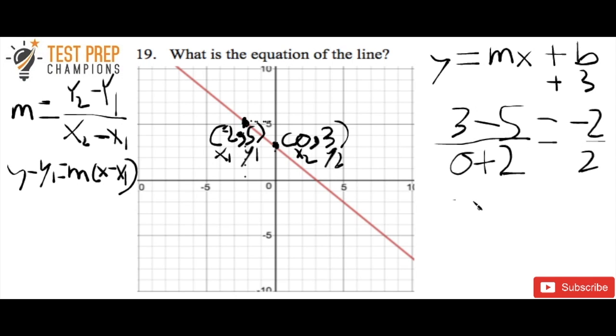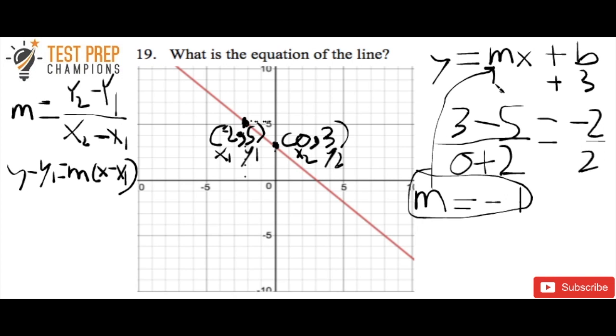And so it's going to be -1 as our answer here for our slope. So what we've now figured out is that the slope is equal to -1. So this part of our equation up here, we're going to plug in -1. Now we don't know what this x is yet, so that's what we've got to find out.